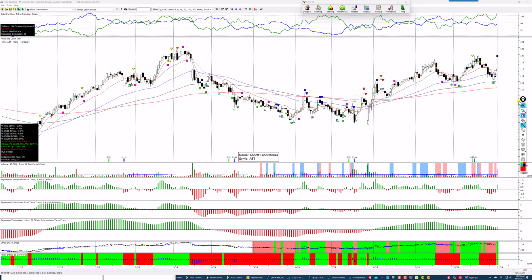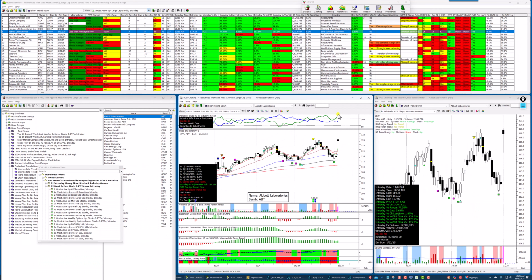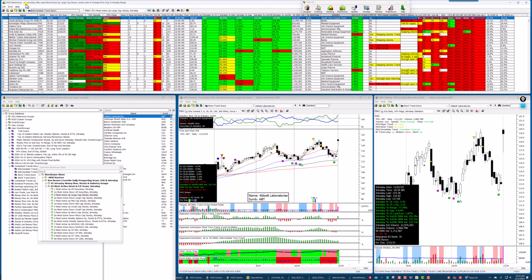The green line going up shows you that the stock is outperforming its group. Okay, let's move on to the intermediate trend down. And there's 45 stocks that are up today with the intermediate term trend down. Now, if you look over here at this column, the fan up says no, so none of these stocks have a fan up. Let's look at McKesson.